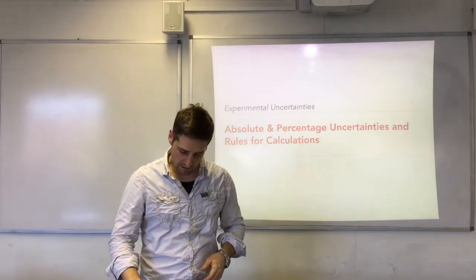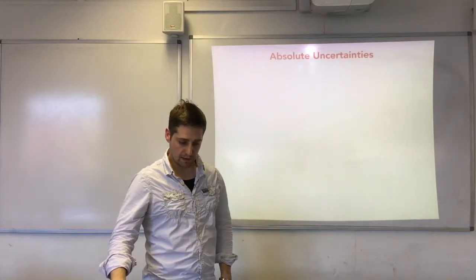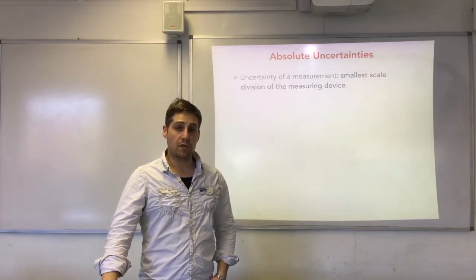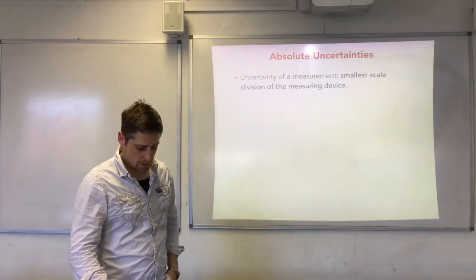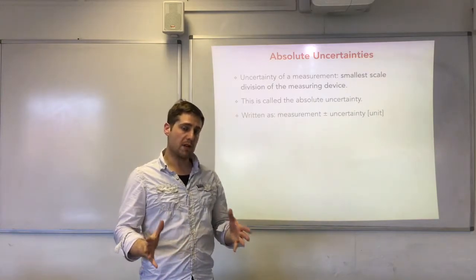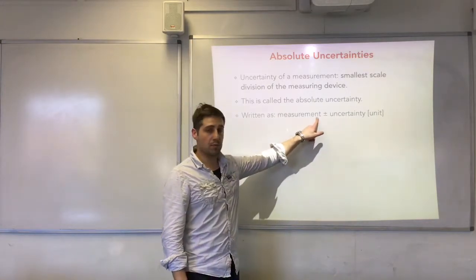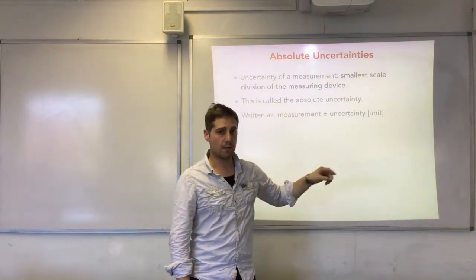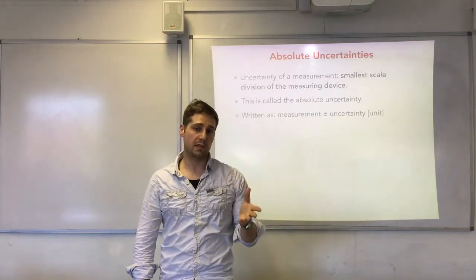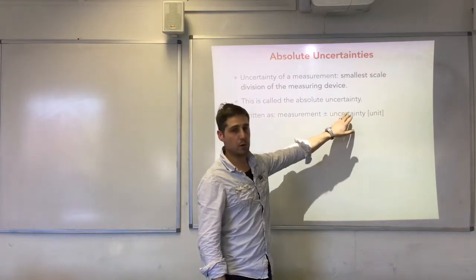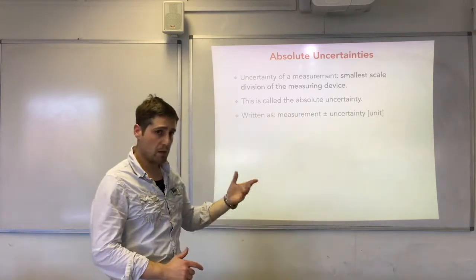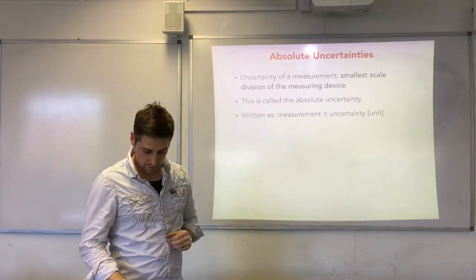So let's start off by thinking about absolute uncertainties. The absolute uncertainty you need to get from the smallest scale division of the device that you're measuring with. So that's called the absolute uncertainty. And the way that you would write your measurement with the uncertainty is to write your measurement value, then plus or minus the uncertainty, followed by the unit. And these two numbers here must have the same number of decimal places. So where this one ends, this one actually controls where you would write the number of decimal places in the measurement. So where that one ends, the measurement must end as well.